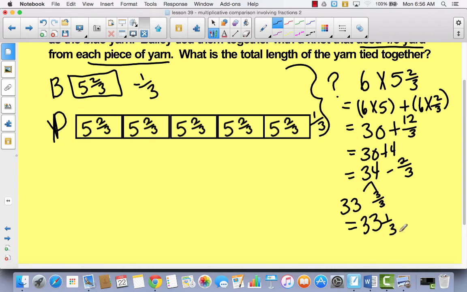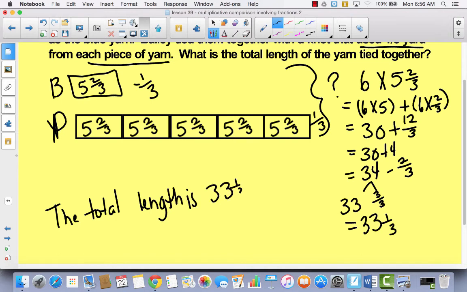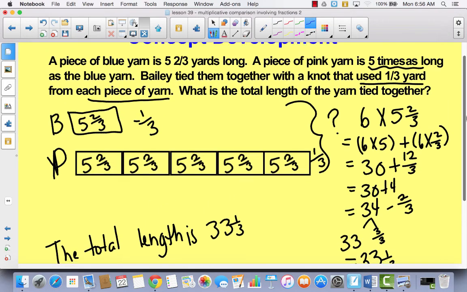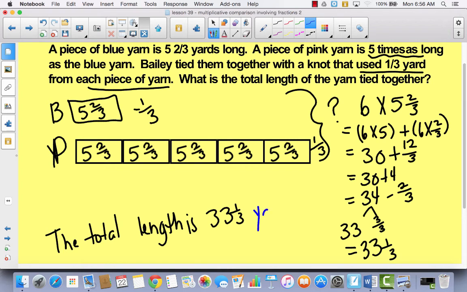So what's the total length of the yarn tied together? The total length is 33 1/3. And are we talking about yards here or feet or inches? Let's go back up here and look. We're talking about yards of yarn.